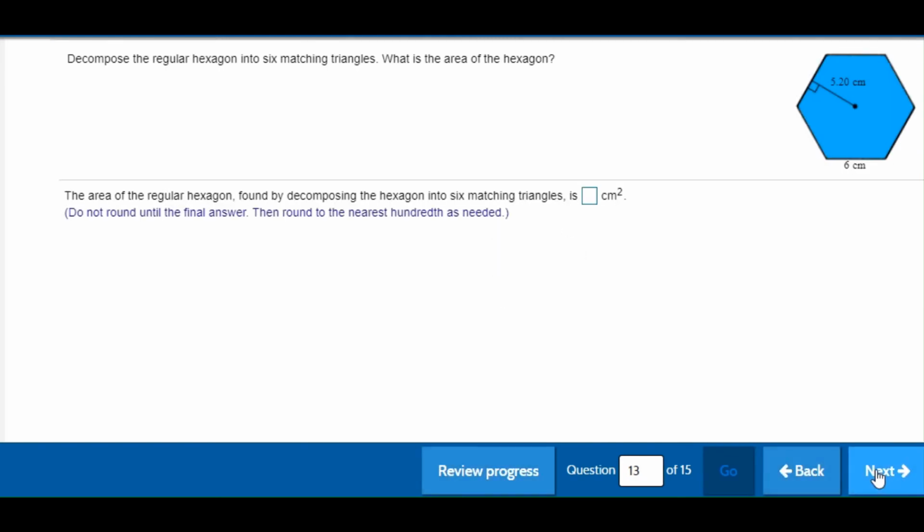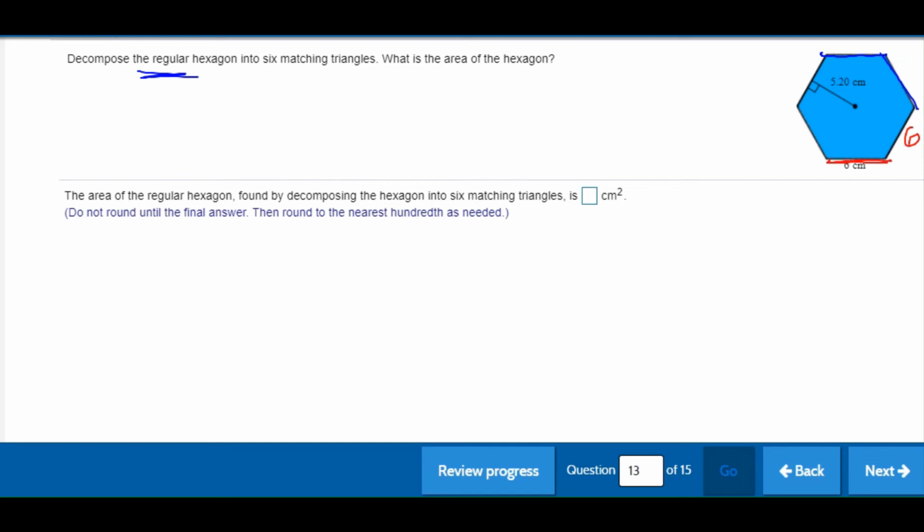All right, so decompose the regular hexagon into 6 matching triangles. Whenever you have a shape that's not a rectangle or a square, you have to decompose it into familiar shapes. This shape right here is a hexagon, which means it has 6 matching sides, a regular hexagon at that. That means all of the edges have the exact same length. So if this is 6, this must be 6, and all of the edges have a length of 6.